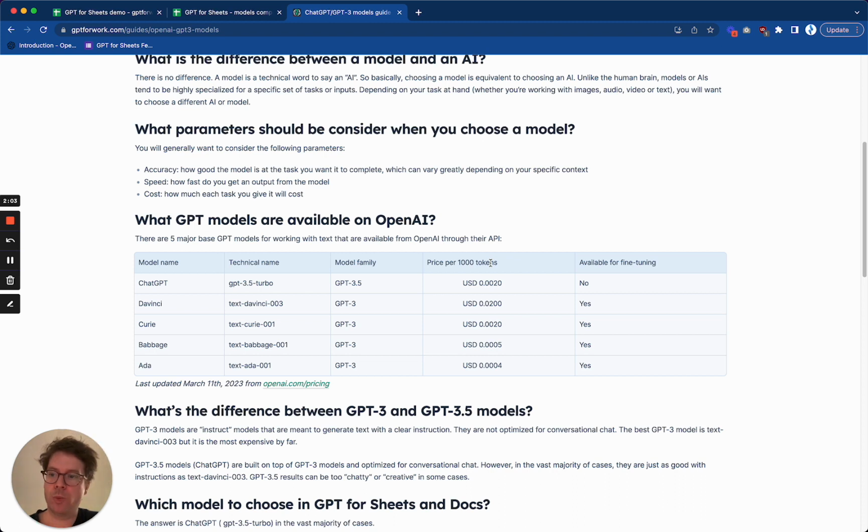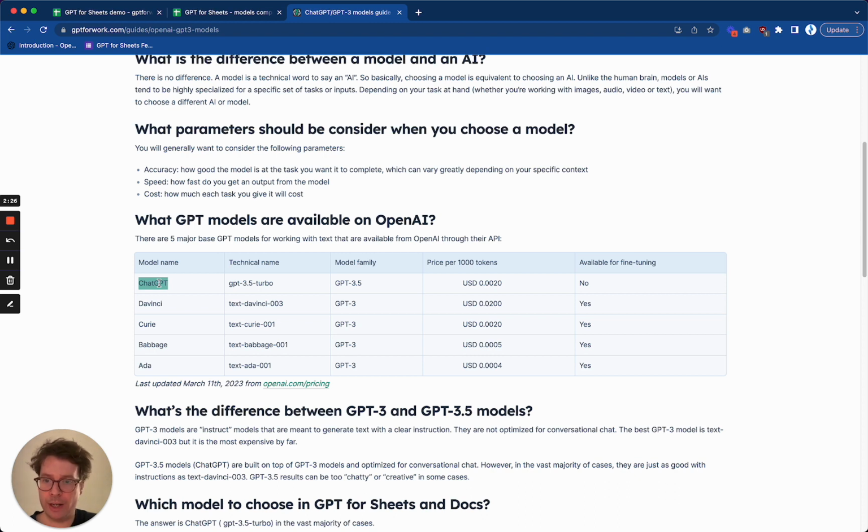All of those models are available in the GPT for Sheets add-on, and the main question is, okay, which model should you choose? Until ChatGPT was made available, the response was almost always DaVinci, because the other models do not provide very good results, even though they are cheaper. But with the ChatGPT model now available, in most cases the answer is going to be ChatGPT.